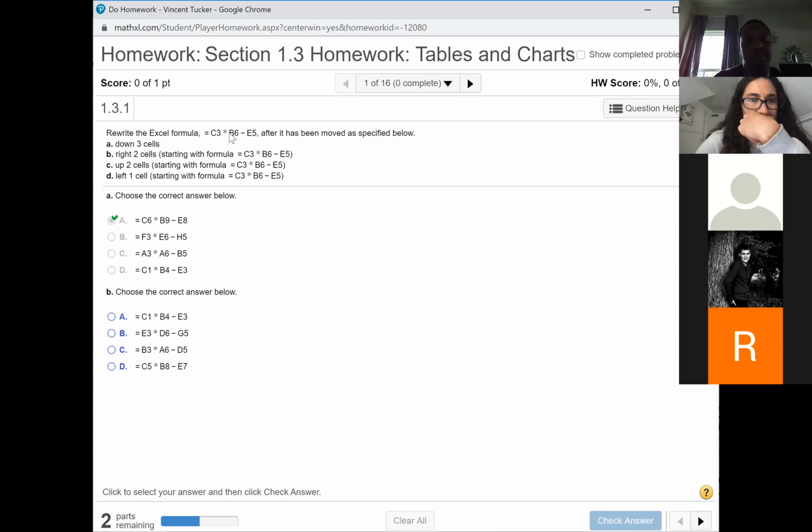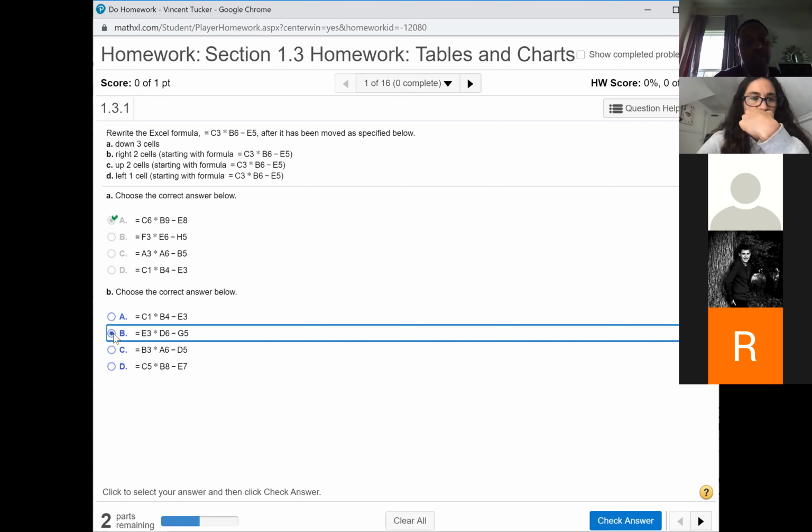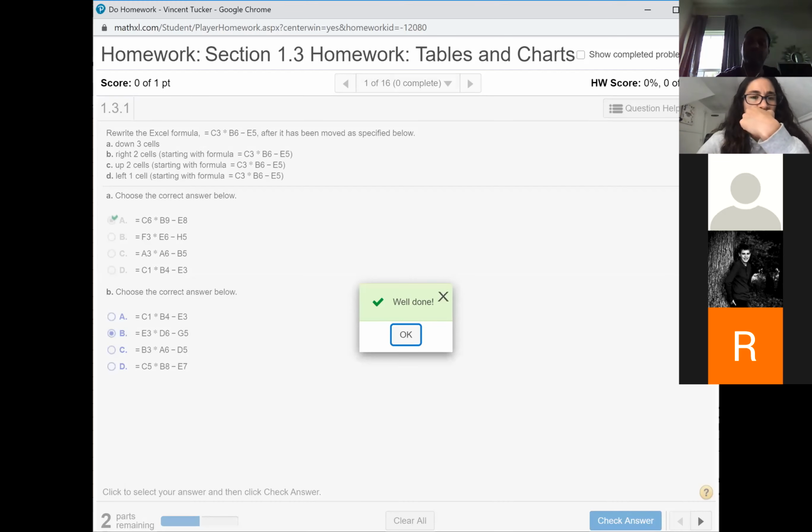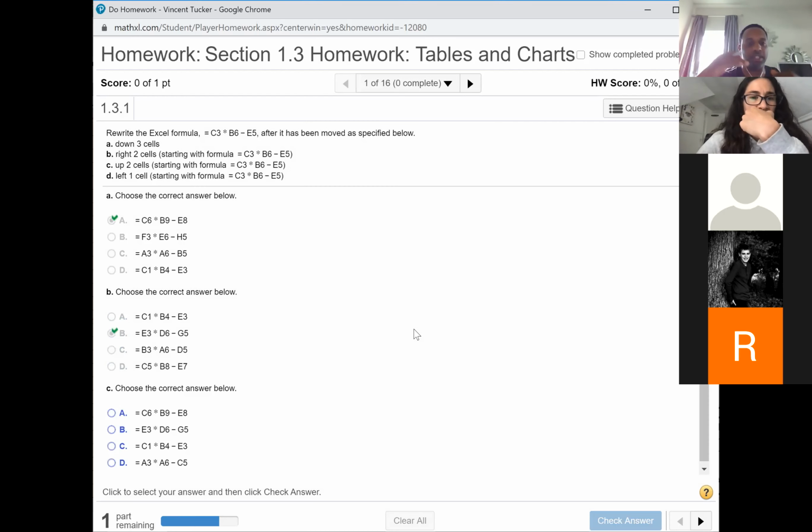So talking about B, you're going to go C, D, and then F, G. So it should be this one right here. So once again, up or down will adjust or move your numbers. Right and left will move your letters or change your letters. Up or down, shift your numbers. Right and left, shift your letters.